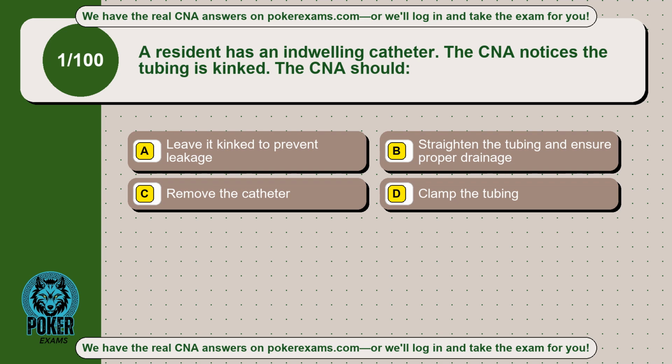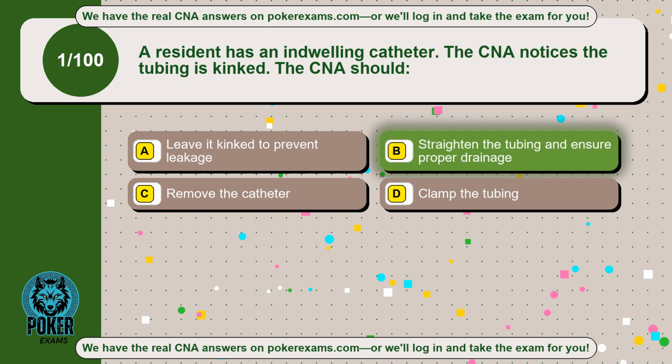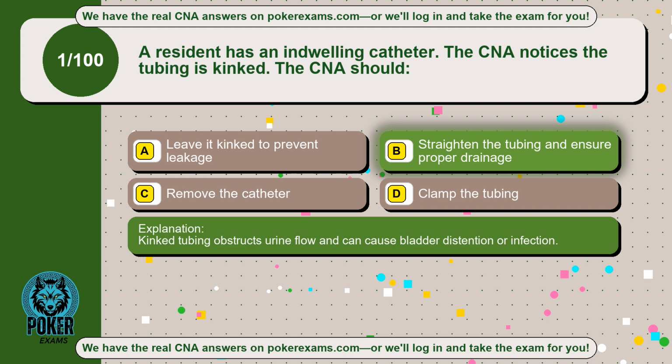Question 1. A resident has an indwelling catheter. The CNA notices the tubing is kinked. The CNA should: Option A, leave it kinked to prevent leakage. Option B, straighten the tubing and ensure proper drainage. Option C, remove the catheter. Option D, clamp the tubing. The correct answer is option B. Straighten the tubing and ensure proper drainage. Kinked tubing obstructs urine flow and can cause bladder distension or infection.